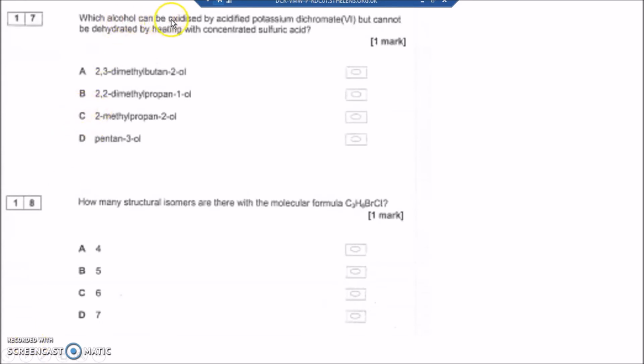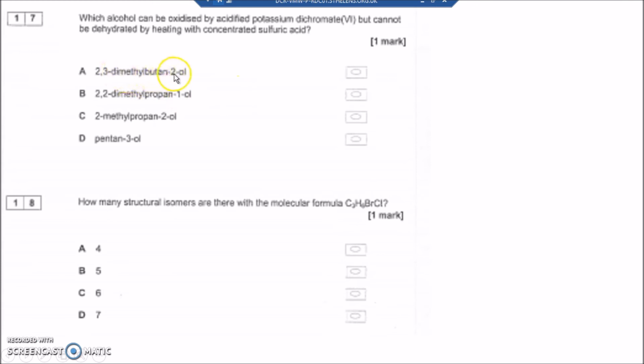Question 17. Which alcohol can be oxidized by acidified potassium dichromate? So that's orange, and it will go to green, and it will oxidize primary and secondary alcohols. It won't oxidize tertiary alcohols, but cannot be dehydrated by heating with concentrated sulfuric acid. So let's first of all get rid of any tertiary alcohols because they won't be oxidized by potassium dichromate. A tertiary alcohol is where the C with the OH has 3 other carbons bonded to it.